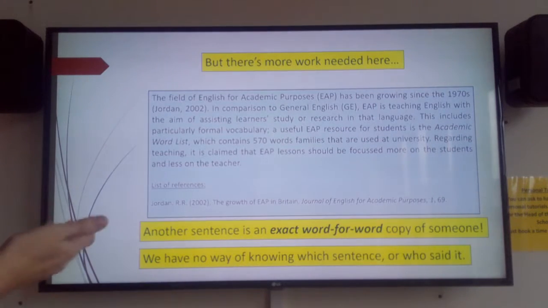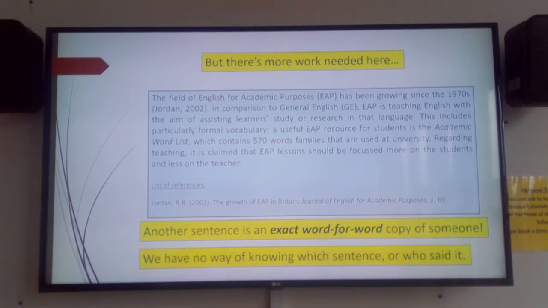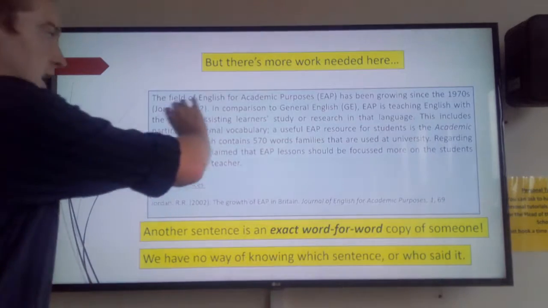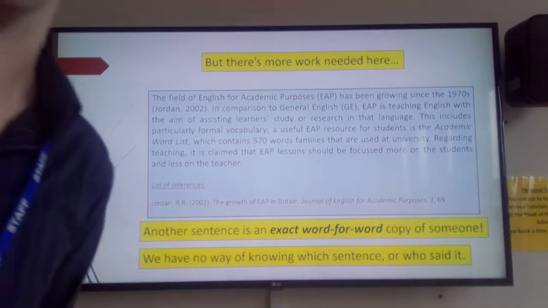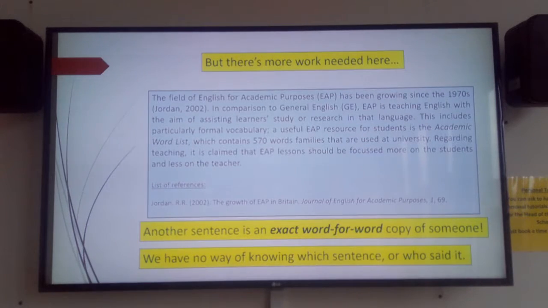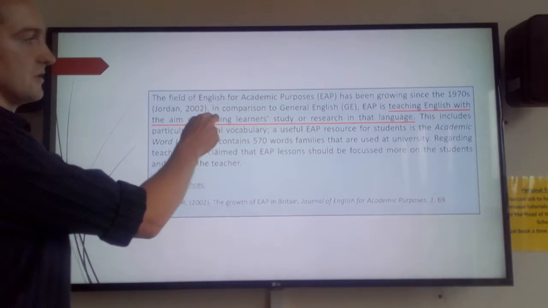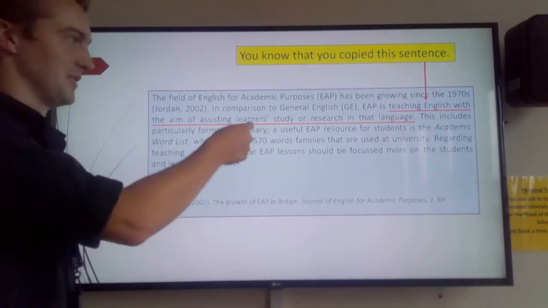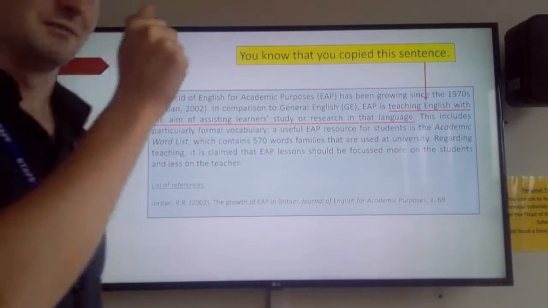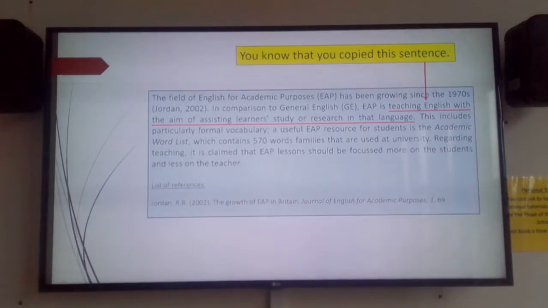So how do we know? Well, we've no way of knowing which sentence in there was copied from elsewhere or who said it, unless you put it through Turnitin, and Turnitin will highlight, usually in red, which sentences were matched somewhere else out there in the literature. Okay, so that sentence there is actually the sentence that the student copied. Now you as the student would know, of course, that you copied that sentence because you were the person who did Control-C, Control-V or typed it word for word. You know that's there, there's no excuse.